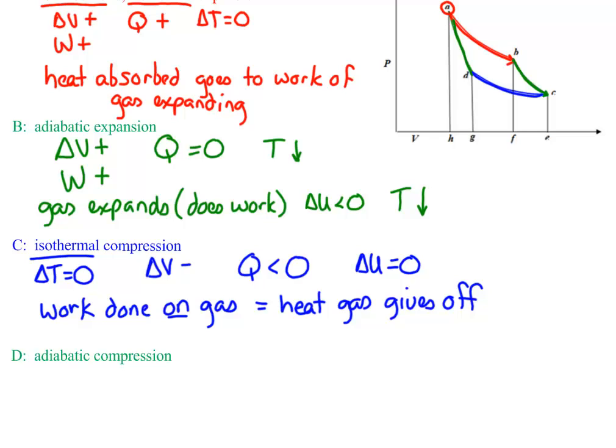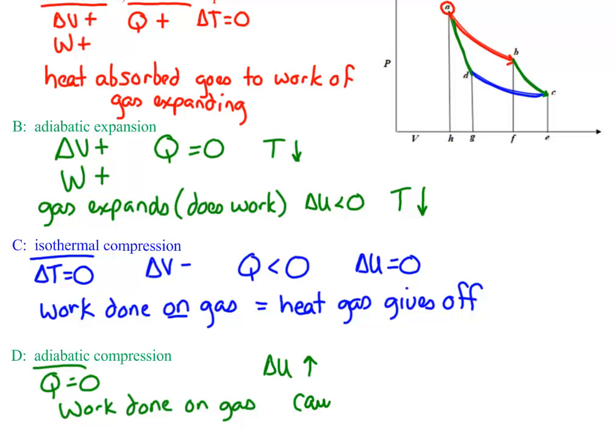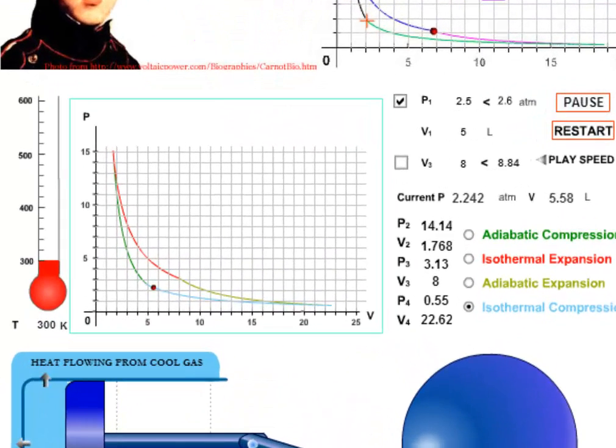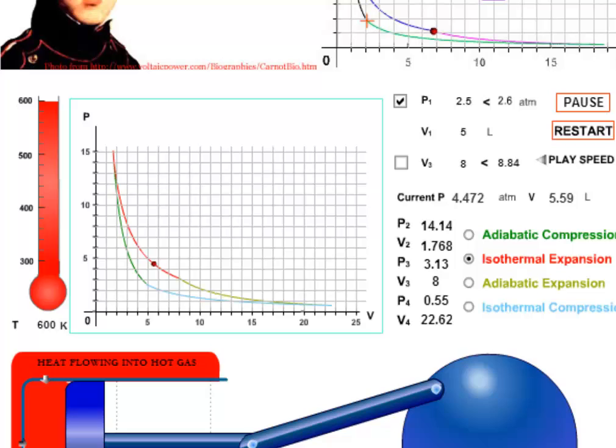Adiabatic compression means that Q is 0. Compression means work is done on the gas. So if work is done on the gas, and I'm not adding heat or losing heat, when I compress the gas, when I do work, that causes a change in my internal energy, and it increases, and that causes the temperature to go up. If we take a look at the last bit of our cycle, here we're in the blue. We were in the isothermal compression where temperature wasn't changing. Now we're going into the adiabatic portion where we're not adding or removing heat. We watch the temperature go up as we compress the gas.